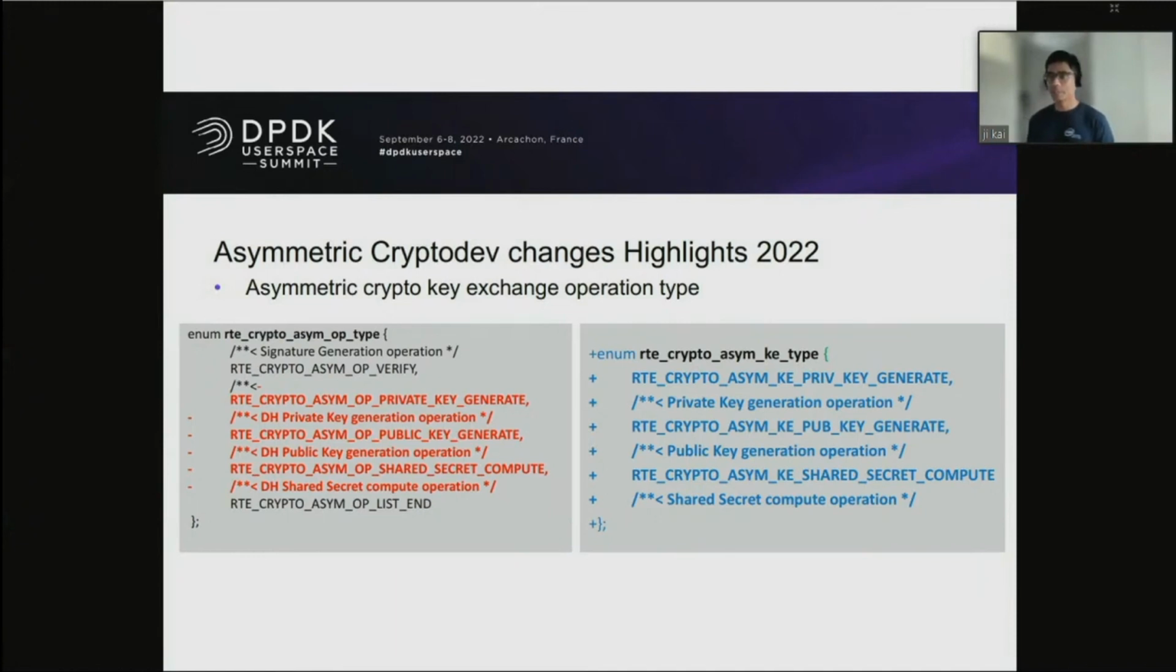In the PMD capability op type bitmask, both the op type enum and the KE type enum are supported and not conflicted. For example, in RSA, the op type can be set to sign, verify, encrypt, decrypt. In DH, the op type can be set to KE type, for example, private key generation, public key generation, or shared secret compute.